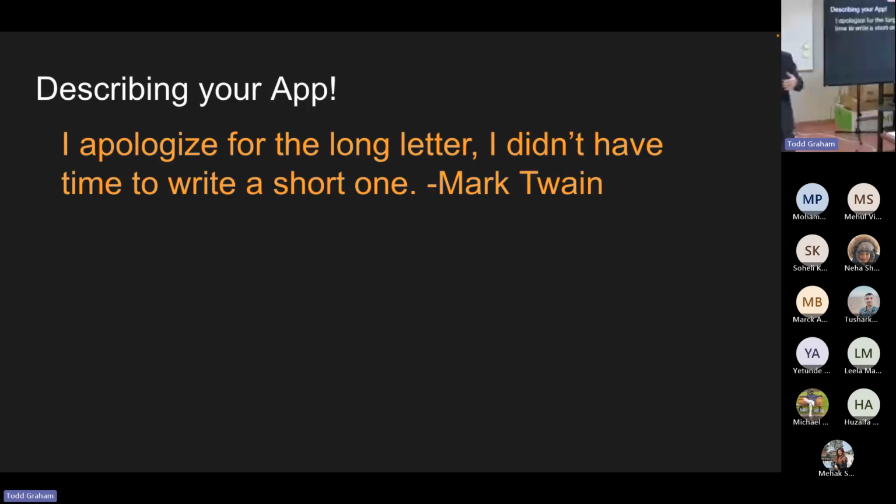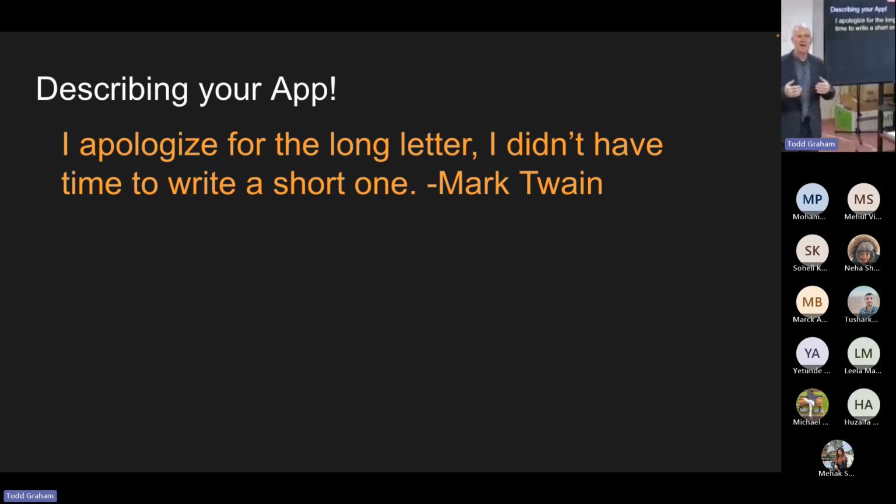So in the process here, we describe our app. I love this quote: "I apologize for the long letter. I didn't have time to write a short one." One of the key skills that you need to develop is to pinpoint your problem, pinpoint your idea, and really define it, without a lot of "I guess it sort of works like this and kind of like this, and it could be."